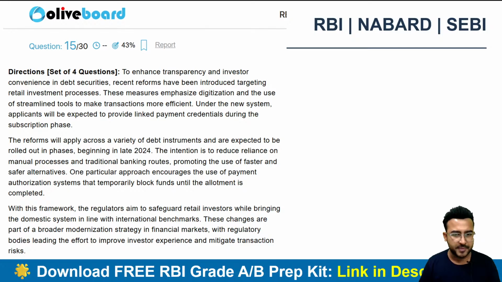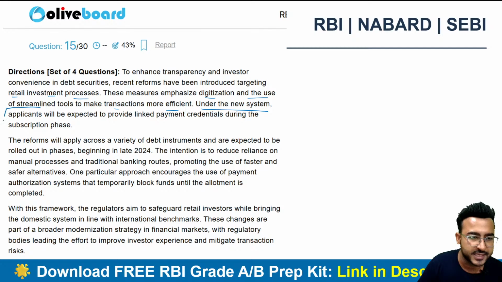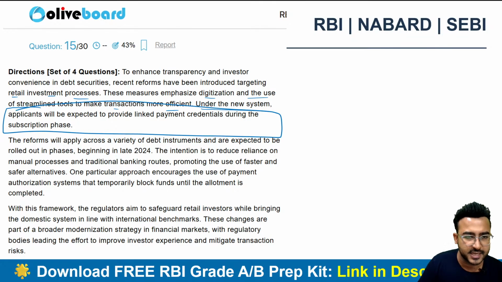Now here we are having some para-based questions. Let's quickly discuss these para-based questions as well. The first one is, to enhance the transparency and investor convenience in the debt securities, recent reforms have been introduced targeting the retail investment process. These measures emphasize digitalization and use of streamlined tools to make the transactions more efficient. Under the new system, applicants will be expected to provide linked payment credentials during the subscription phase. So the first thing is, they are talking about the debt securities. There are some new reforms in the debt securities.